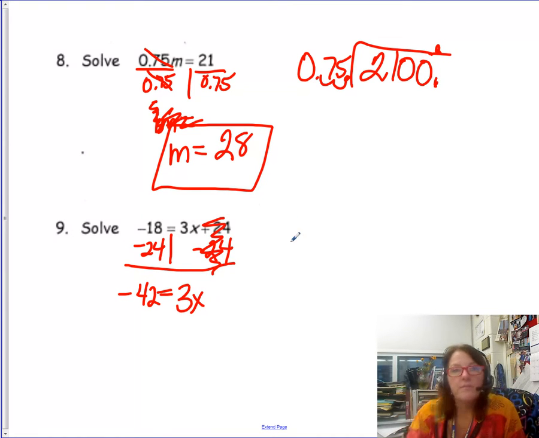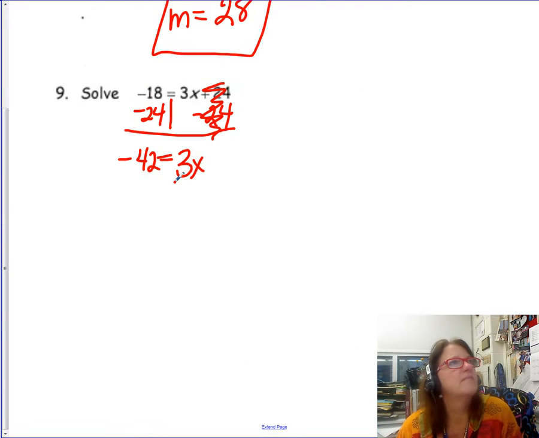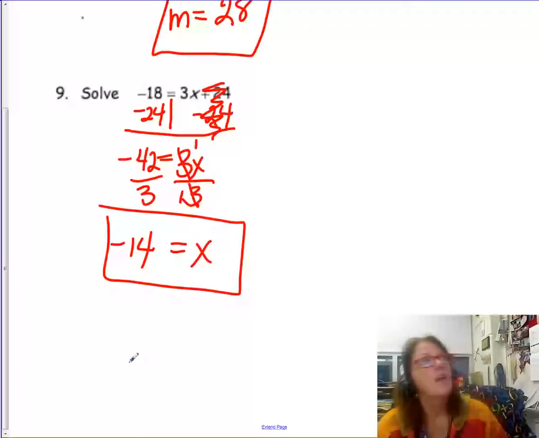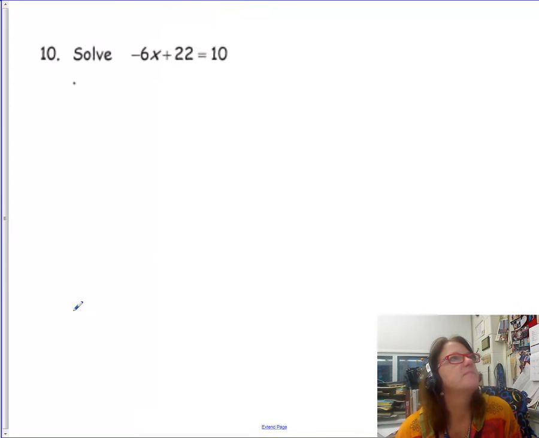All right, keep going. One more step here. Divide by 3. 3 divided by 3 is 1. 1 times x over 1 is x. This gives me negative 14. Boom chakalaka. There we go. Throw it in, check it, plug it in here. Yep, it works. All right, number 10, last one on this page.